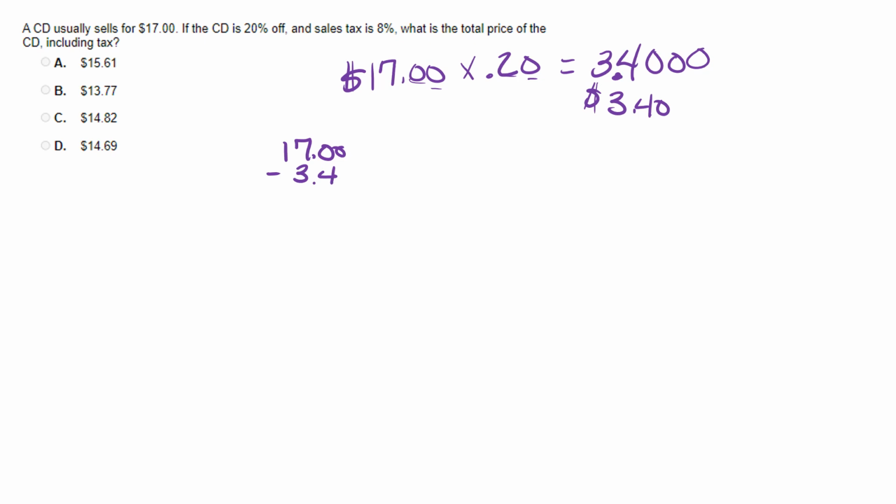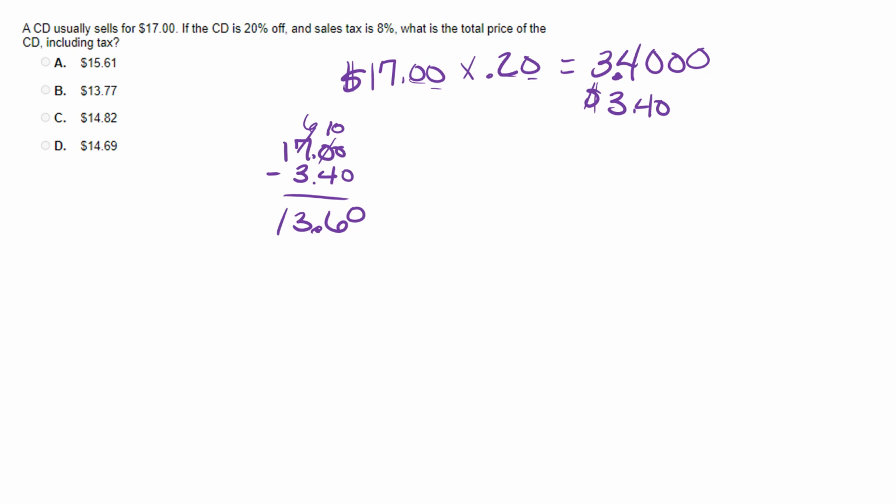So now I'm going to say, okay, it was $17, but now I've got a sale. I'm subtracting that $3.40. So 10 minus 4 is 6. Bring down my decimal, and I do get $13.60.